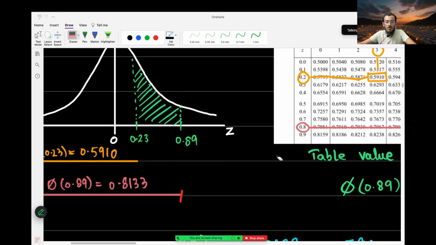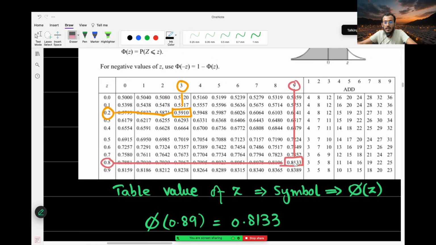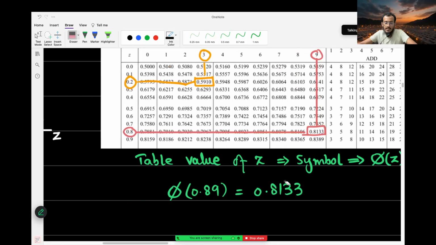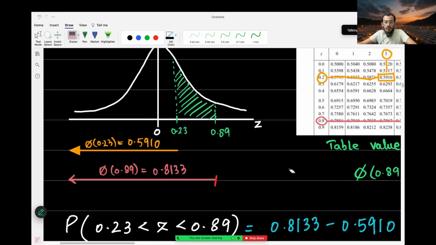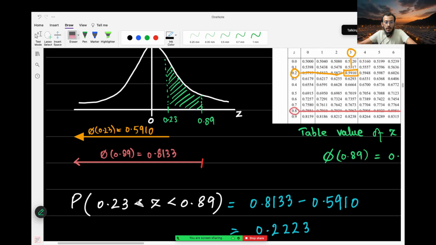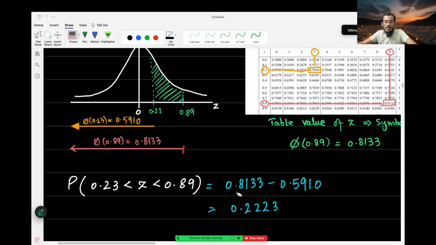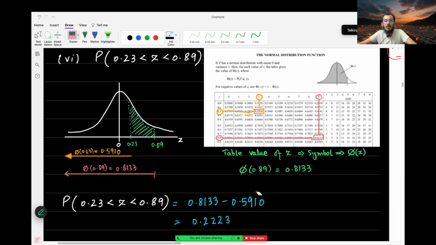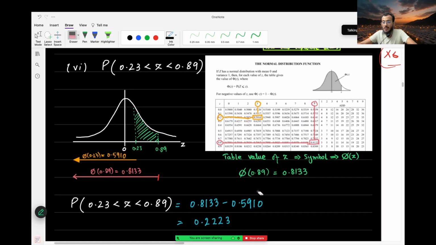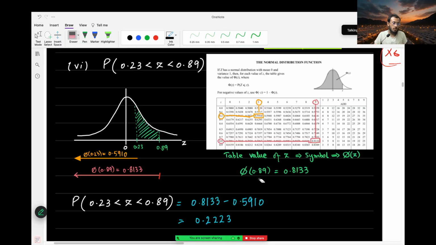So the table value of 0.89, you find it, you get this, and for 0.23, you find this. Table value means this thing, I've explained to you. And finally, you can say that the probability for z between these two values is the subtraction of these two table values. Please let me know whether you have understood everything clearly or not.